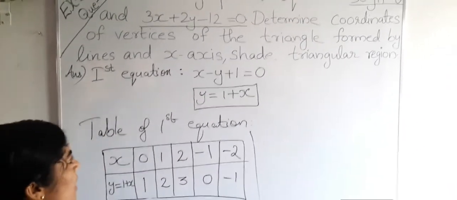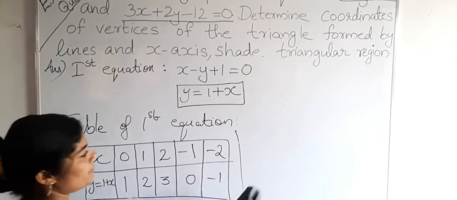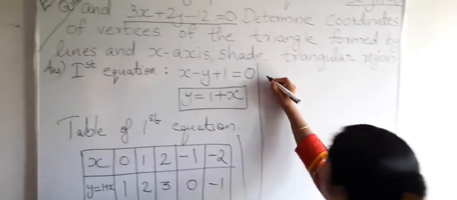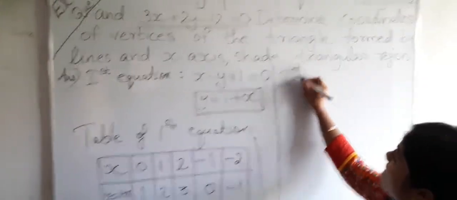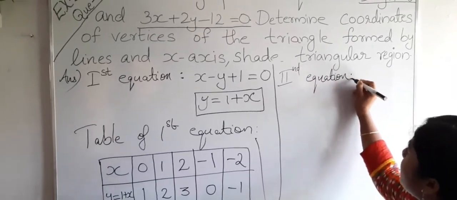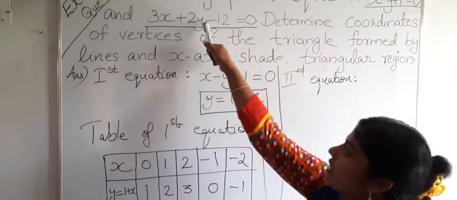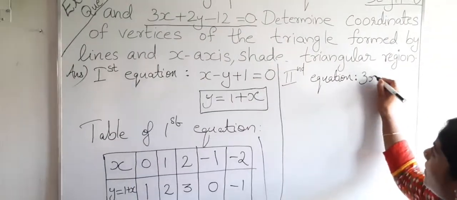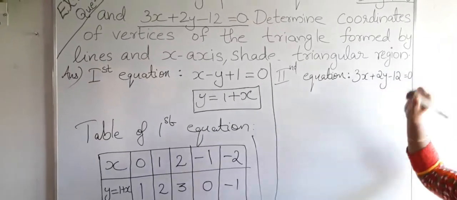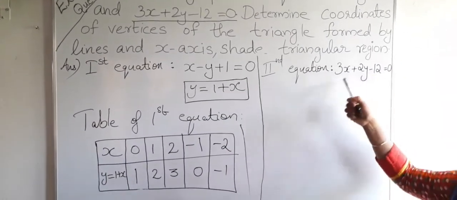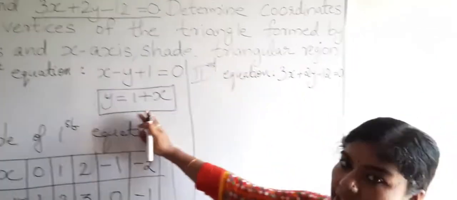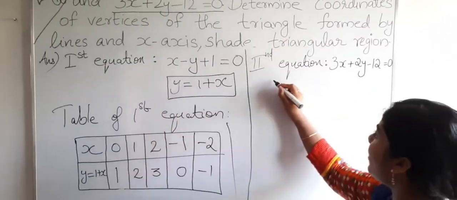So this is the first part. Now we are going to do the second part. Second equation. What is the second equation? See the question. Second equation 3x plus 2y minus 12 equal to 0. This is your second equation. From the equation, first we are finding y, same like the first portion.